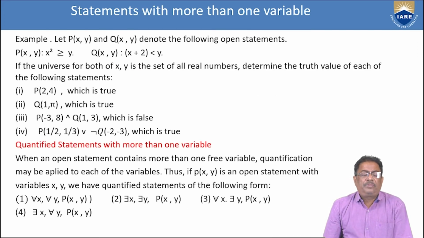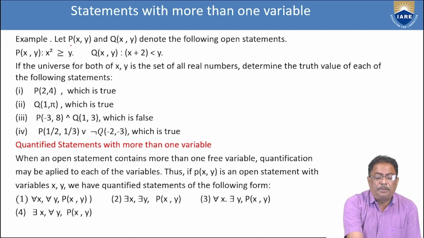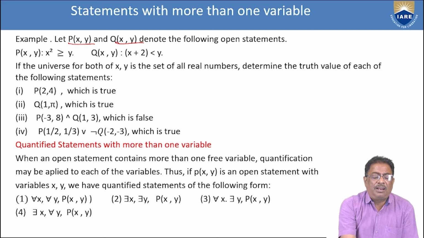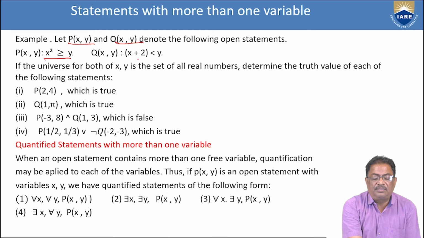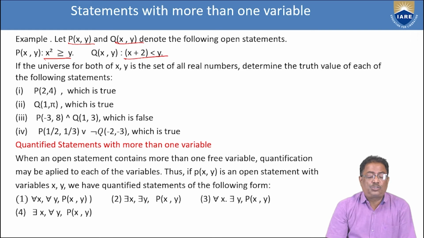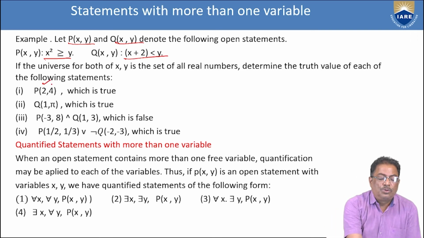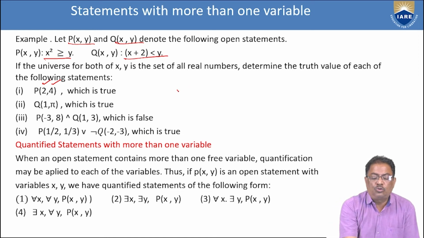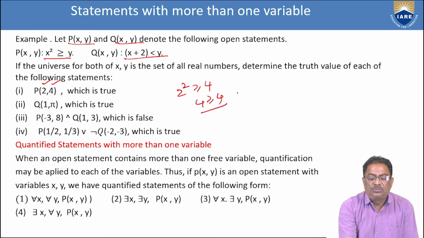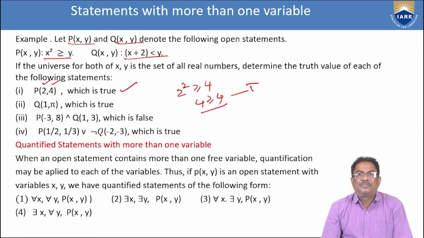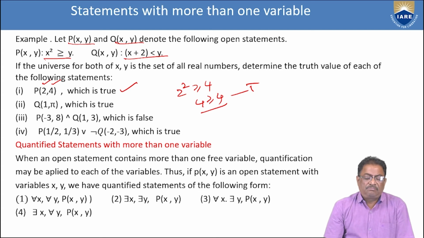So now similarly, P and Q are two open statements. Now, if I give some specific values to x and y, say x is 2 and y is 4, just substitute: x is equal to 2, 2 squared, which is 4, is greater than or equal to 4. So 4 is greater than or equal to 4, so it is true. So the truth value is true.